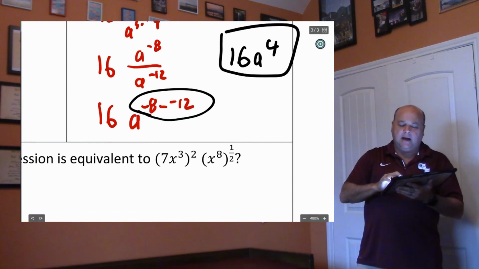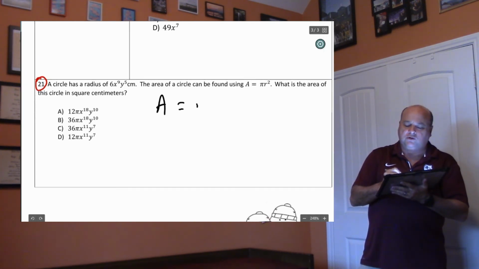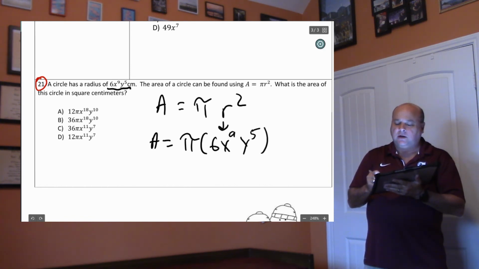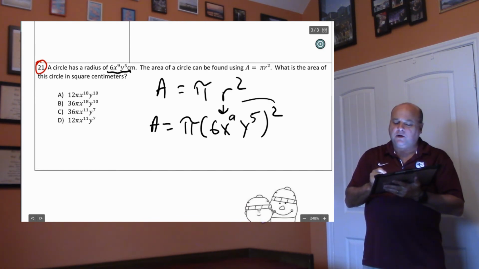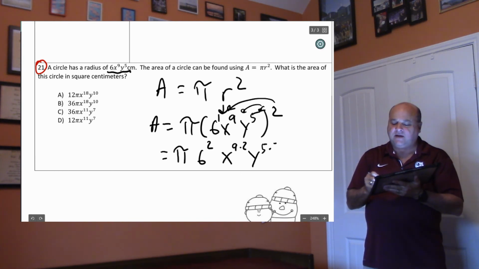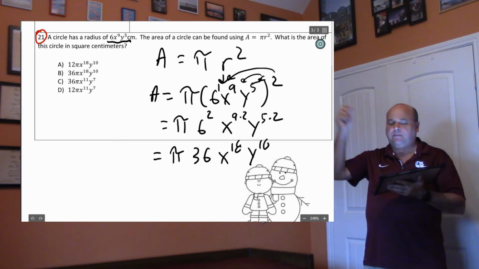Okay, and I'm going to do one more problem for you. Let's go to 21. I'm going to write down A equals pi r squared, and this is my radius. So I'm going to take my radius and put it into the r. I've seen this on the STAR test, okay? So this exponent of 2 will distribute to here, and to here. So I'm going to do pi times 6 squared, x to the 9 times 2, y to the 5 times 2. This is going to be pi 36, x to the 18, y to the 10, and treat that pi like a letter.